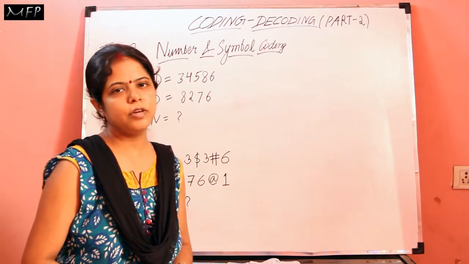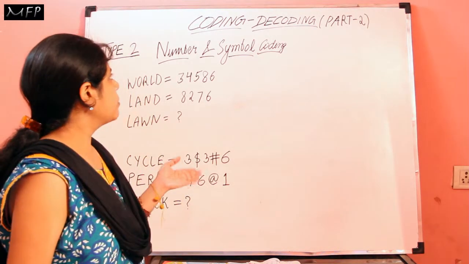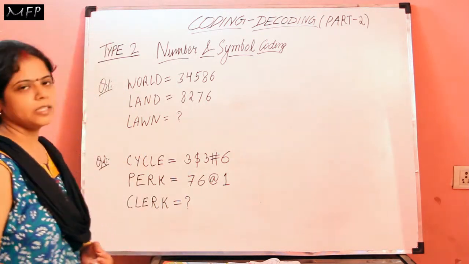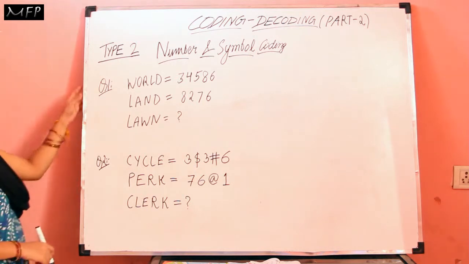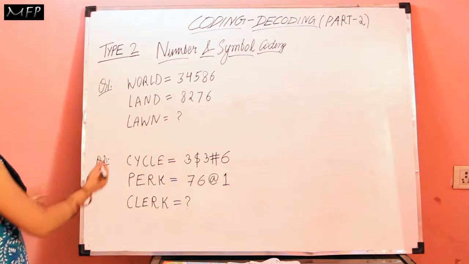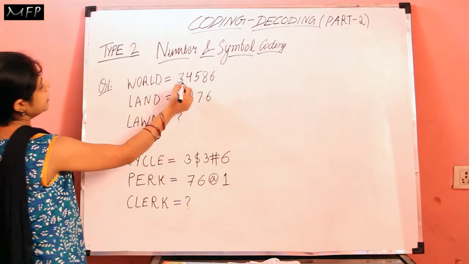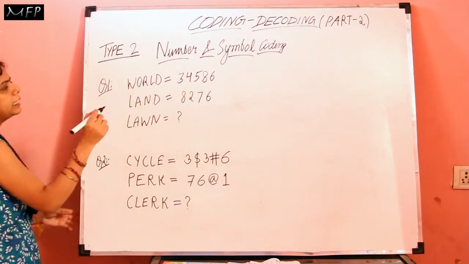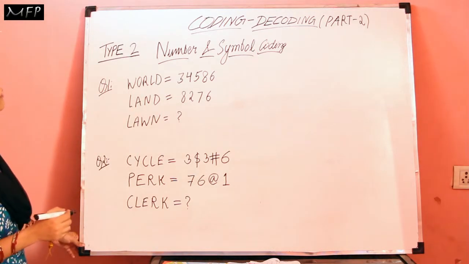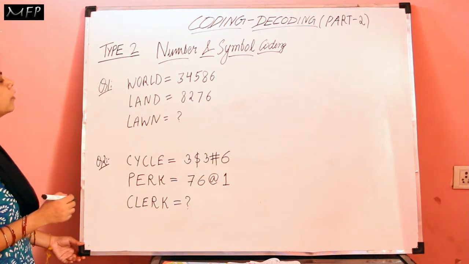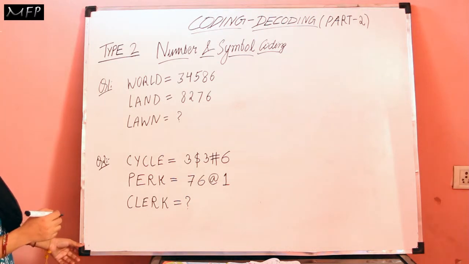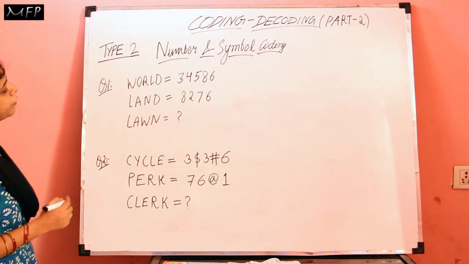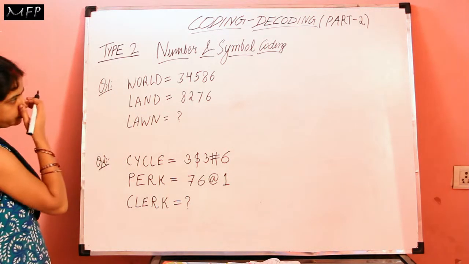Hello friends, today we will discuss the type of coding and decoding, number and symbol coding. So let us see the questions. The first question is, the code for a word is given, that is 34586. The word is WORLD and the code is 34586. The code for LAND is given, that is 8276. Now we have to find the code for LONG.